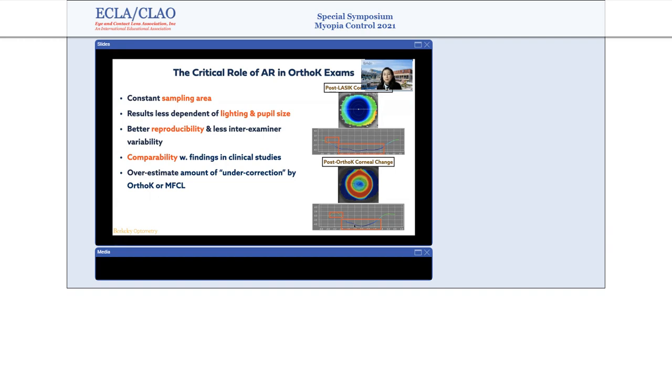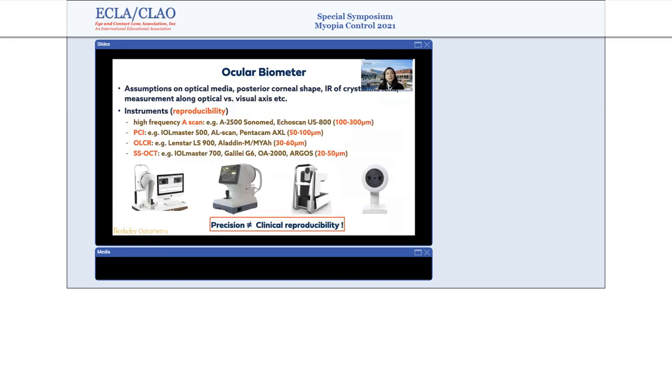If the measurement is done under different pupil sizes, especially when the paracentral steepening is being sampled through retinoscopy, we get a lot of scissoring effect, and the reproducibility is dramatically reduced. And so for that reason, autorefraction is a lot more comparable over time, and is less dependent on the lighting and pupil size. The second component, which is essential in long-term myopia management, is ocular biometry.